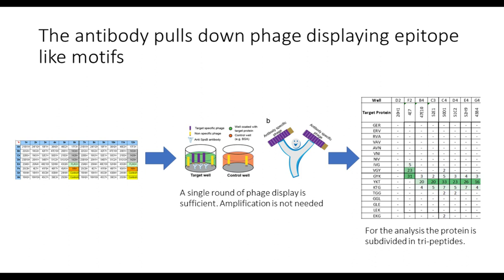Now, since the antibody is immobilized on the well, you add a random phage display library. And what we think would happen is that the antibody will pull down phage that displays an epitope-like motif on its surface. So every antibody essentially grabs the phage that displays a motif that resembles the antibody. And this was actually confirmed.